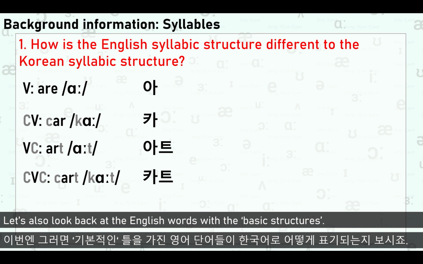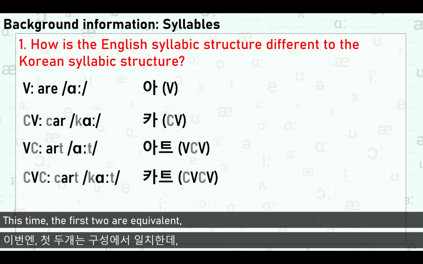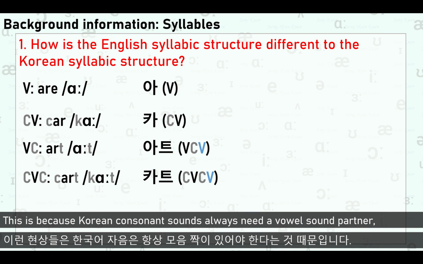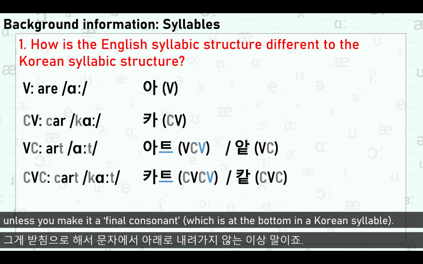Let's also look back at the English words with the basic structures. This time, the first 2 are equivalent, but you can still see that the third and fourth ones each have an extra vowel. This is because Korean consonant sounds always need a vowel sound partner, unless you make it a final consonant, which is at the bottom in a Korean syllable.